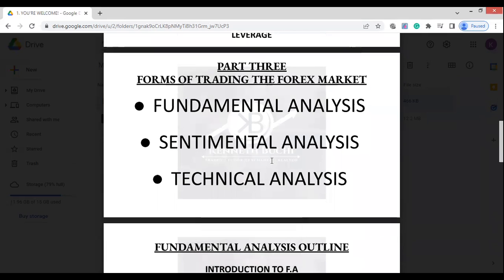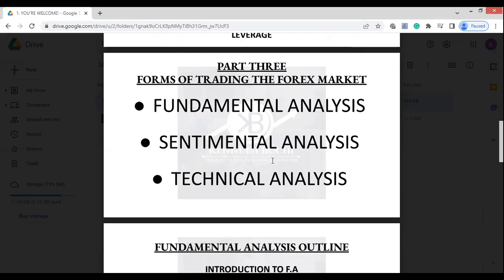Now, the third part of the course is seeing us going into what we call forms of trading the Forex market. Just like I told you in the short introduction video on the sales page of this course, I explained that the only three forms you need in order to be able to trade and conquer the Forex market are what we call fundamental analysis, technical analysis, and sentimental analysis. These three forms of trading are the foundation, the building blocks of your knowledge when it comes to how to conquer the Forex market.